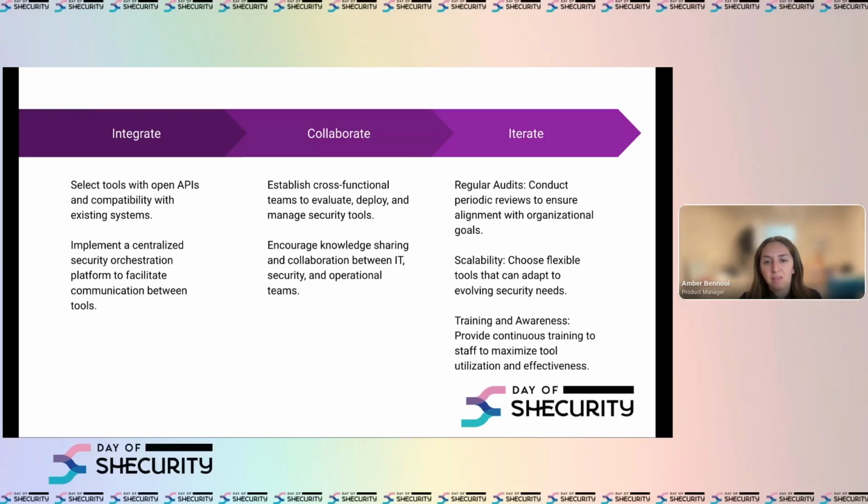And the last thing is always iterate. Now that you have this team, now that you have your selected tools, now that you've identified some initiatives to make the tools that you have better and work more efficiently for your organization, you want to put them through regular audits, make sure that they can scale to your organizational needs, and continuously push training and awareness initiatives so that those tools are used and people stay happy with them.